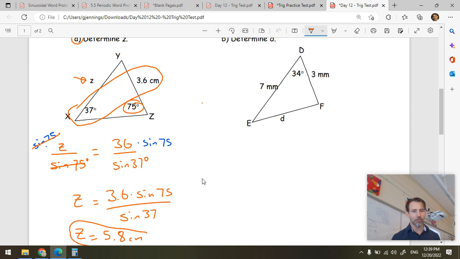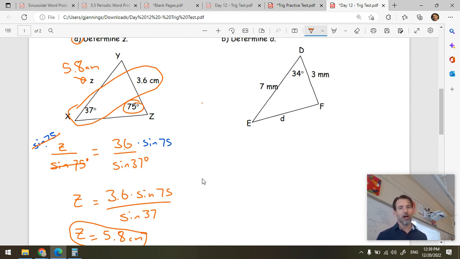Circle it as your final answer and put it up there. 5.8 cm. Okay. My guess is 7. Wasn't that bad. Still, I'm confident that I didn't make a chubby finger calculator error. Looks good. Okay. Now this one here.